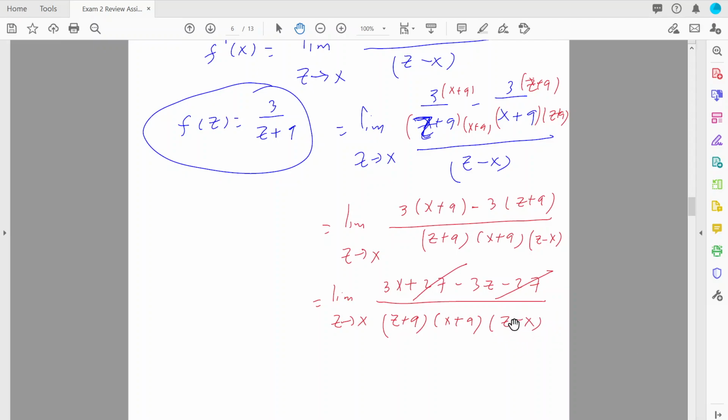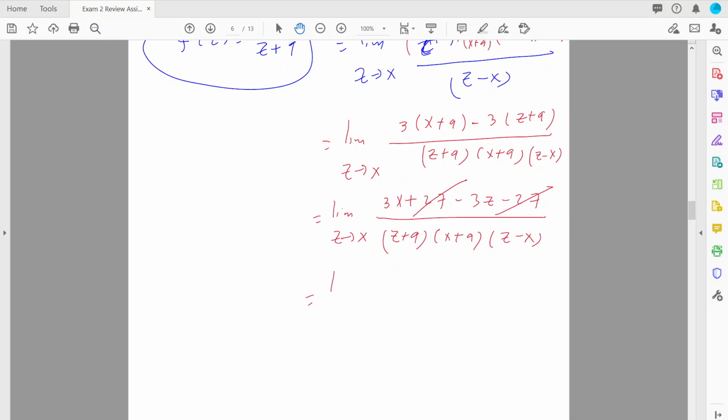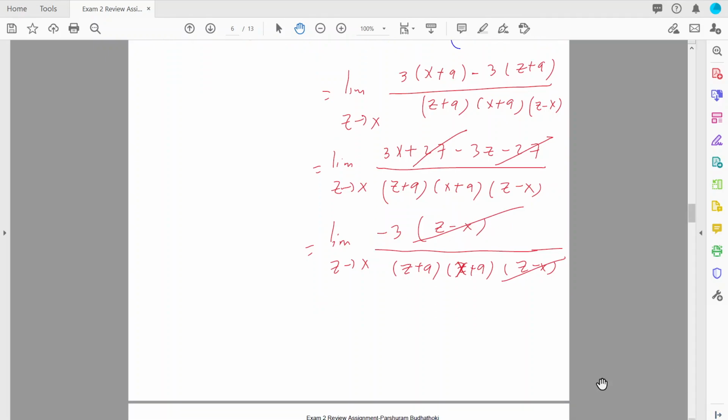Remember, we want z minus x on the top, but there is a 3x minus 3z. So just factor out negative 3. In that way, we can rewrite this top part as z minus x, because there is a negative sign here. Now on the bottom part, there is already z minus x. That's the whole point. We can cancel out this z minus x and this z minus x on the top part. So finally, we can find this limit by plugging in z equal to x. So negative 3 over x plus 9 times x plus 9, which is x plus 9 squared. So that's the derivative of the function by using this limit.